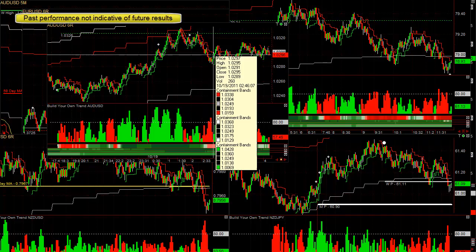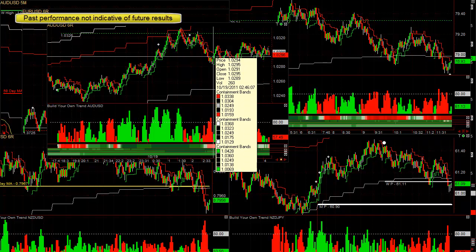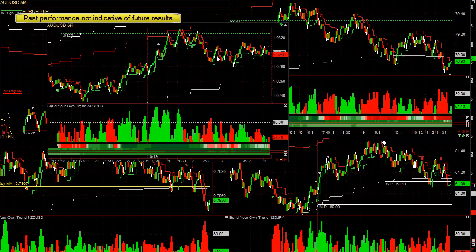You might have jumped the gun and gone long as soon as it went over these bars' high at 94. Pretty much stopped out near break even. Maybe you would have lost 5 pips. And then you can see it came down and double bottomed right here, so you go long again. Put your stop underneath these bars' low.